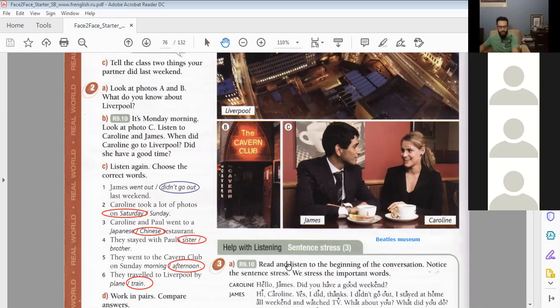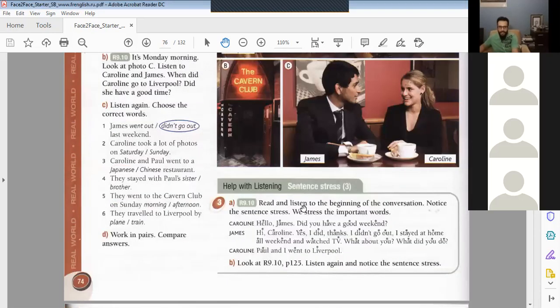Okay, so let's go to number 3. Let's talk about number 3. It says here sentence stress. Okay, read and listen to the beginning of the conversation. Notice the sentence stress. Okay, we stress the important words.